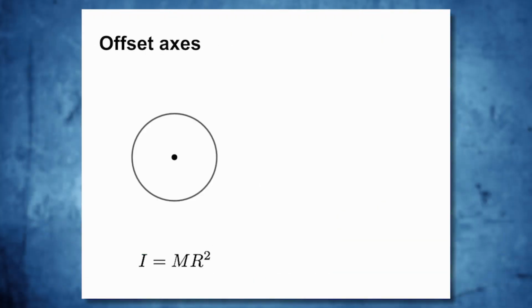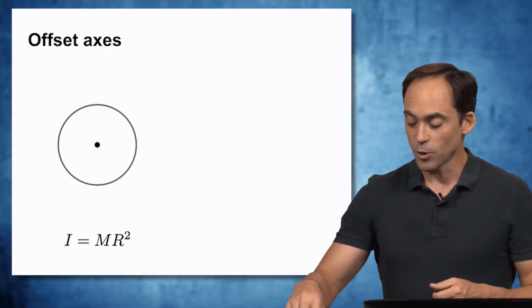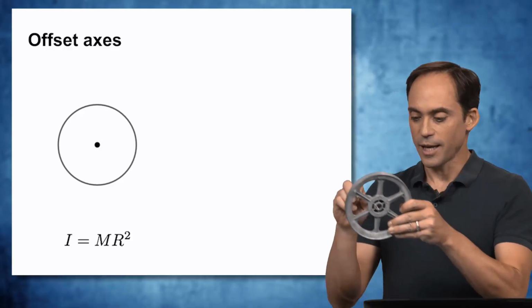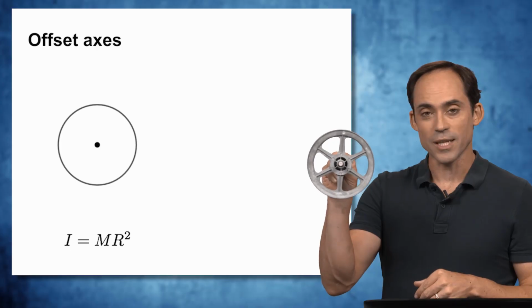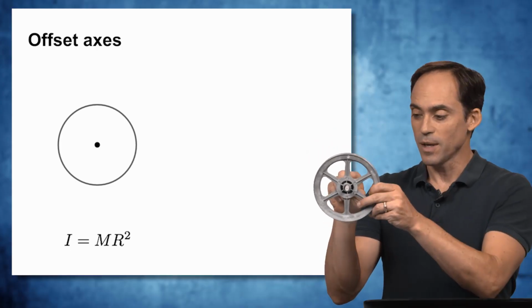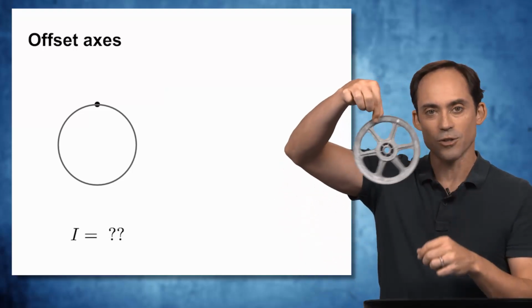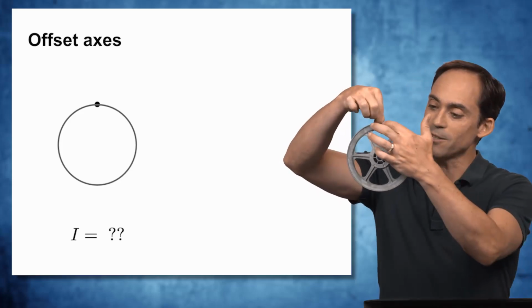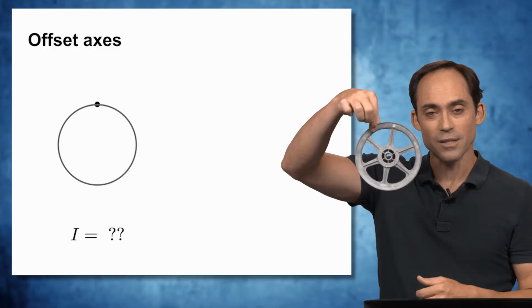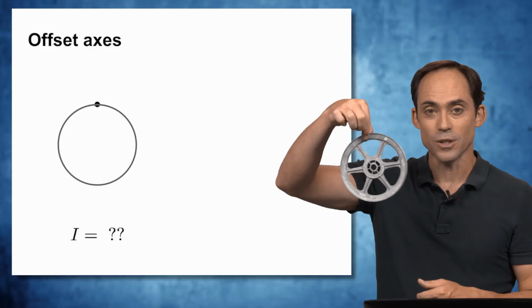Now, not only is the orientation of the rotation axis important, but so is the location of the axis with respect to the object in space. So if I take my hoop object again, I can spin it about its center of mass, and that gives me a moment of inertia that's mass times radius squared. But I could also take this and spin it about a point along its edge, like this. That's going to be a different moment of inertia because the mass is further away from the rotation axis, and that's going to have a very different distribution and a different resistance to the angular motion that I'm applying.